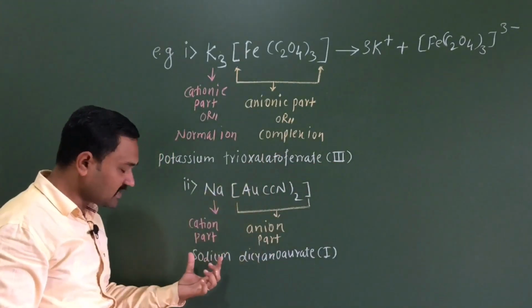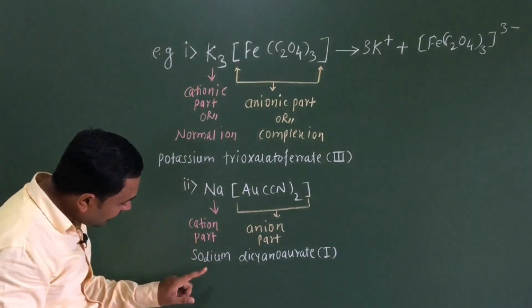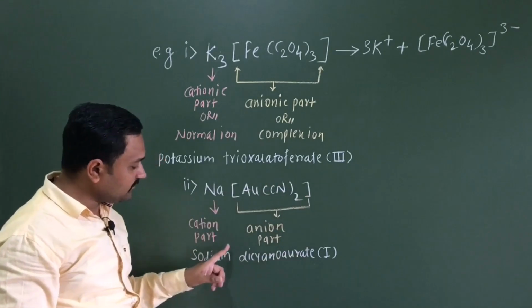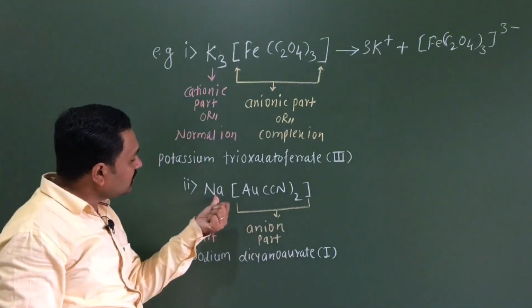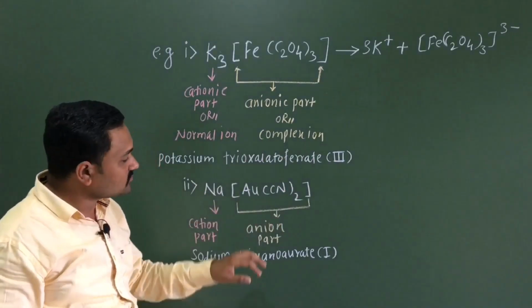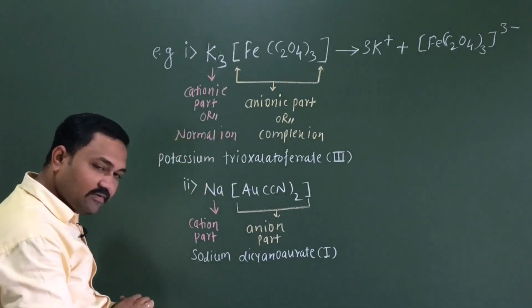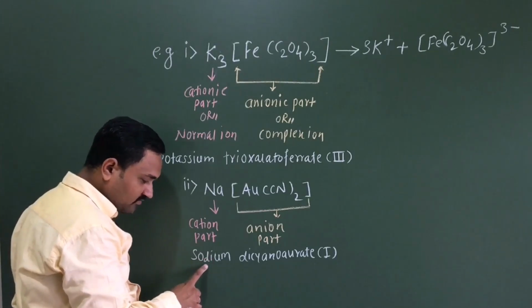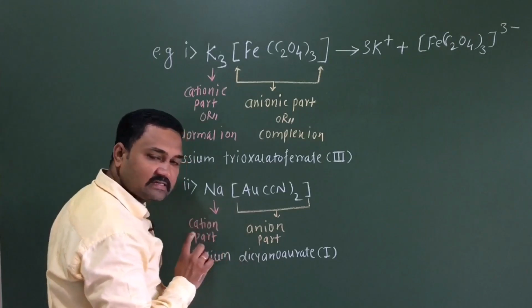Now let us consider the second example. The cationic part is the sodium. Hence I have written the name sodium first. Then it is followed by the anionic part, that is dicyanoaurate. We know that it will dissociate into the Na+ ion and the [Au(CN)2]- ion. So that will be the complex anion and this will be the cationic part. Hence our rule says that we must write the name of the cationic part first, here sodium, and then the next one is dicyanoaurate.